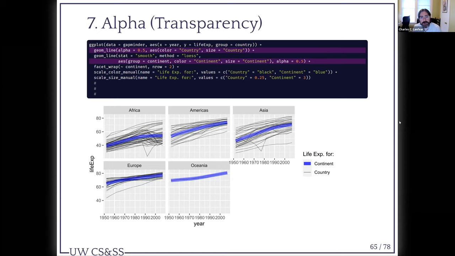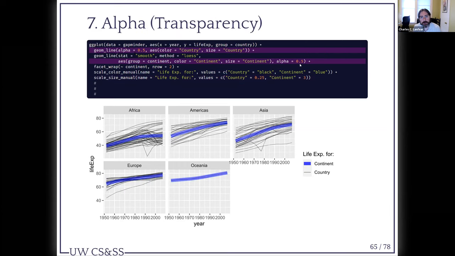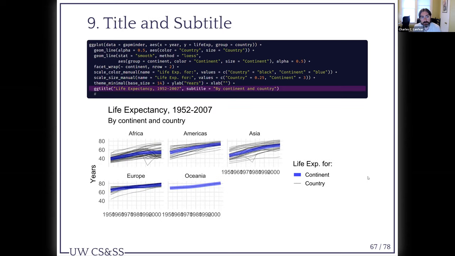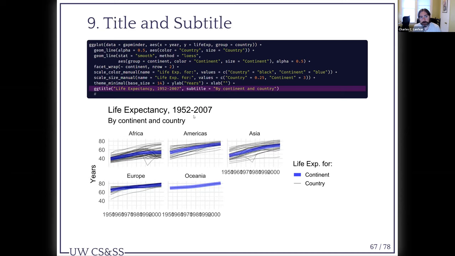Then I make the countries partially transparent, alpha 0.5. And I do it with the continents, 0.5. So you can now see through them, a little better for overplotting. I do a minimal theme, which changes the theme to use a little less ink. I also add a years x-axis label. I remove the x label. I add the title, "Life expectancy in 1952 through 2007" with a subtitle of "by continent and country".